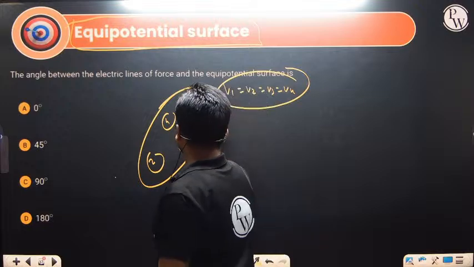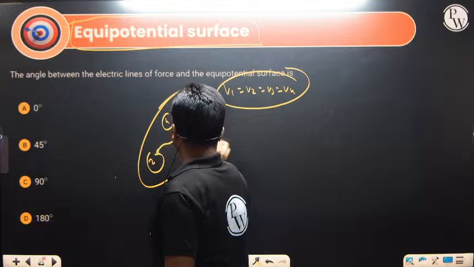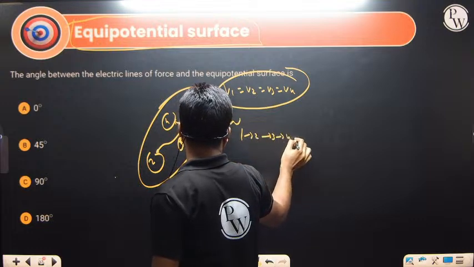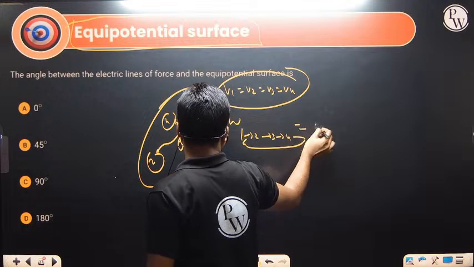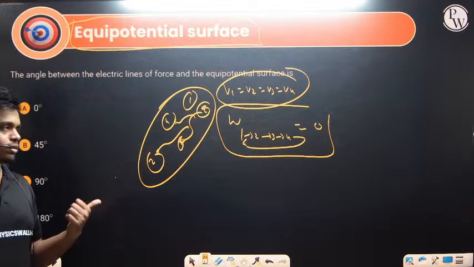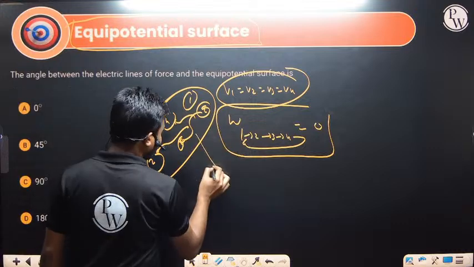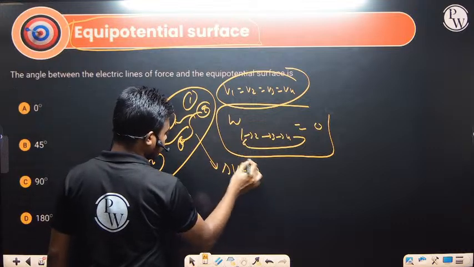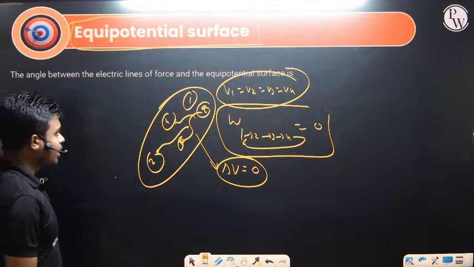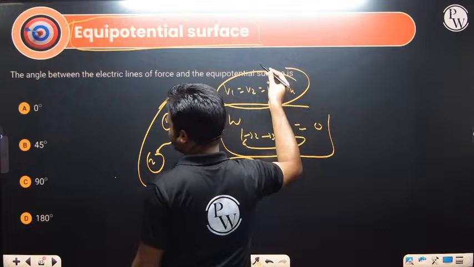Second, if you take any charge from one point to another, from 1 to 2 or 2 to 3 or 3 to 4 and come back again, the work done will be 0, because work done is the change in potential multiplied by charge. The change in potential is 0, so delta V between any two points on the surface is 0. An equipotential surface can be 3D, and it can be 2D as well.